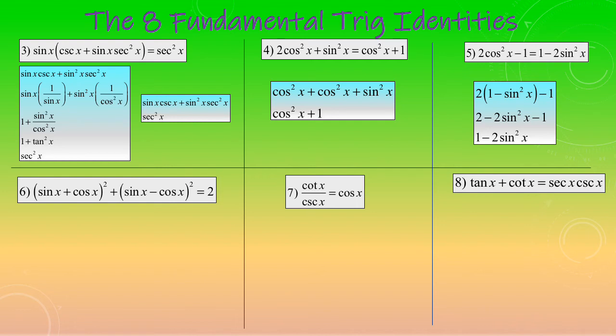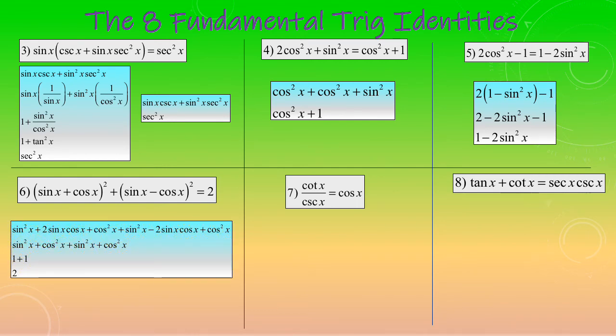So we have 2, quantity 1 minus sine squared of x, minus 1. And when we multiply out, we get 2 minus 2 sine squared of x minus 1, and that leaves us with 1 minus 2 sine squared of x.